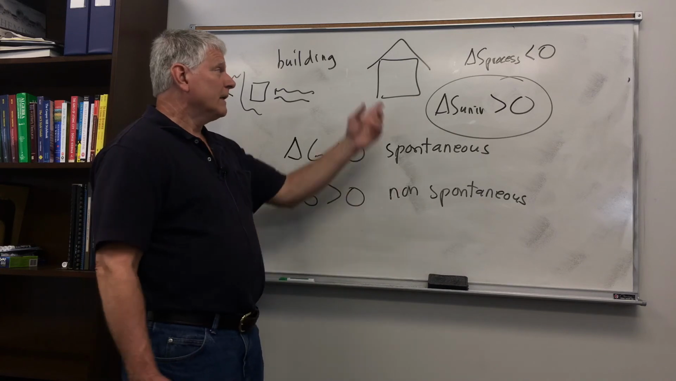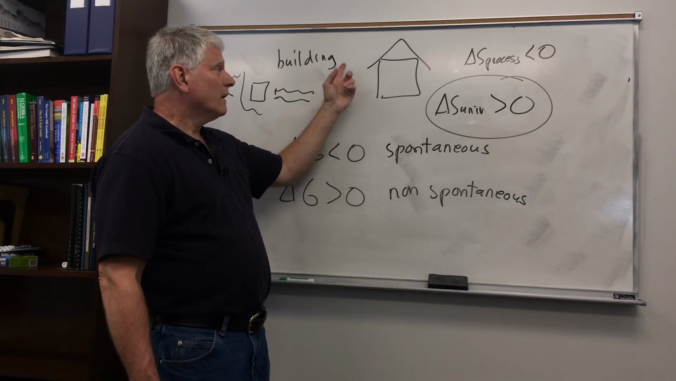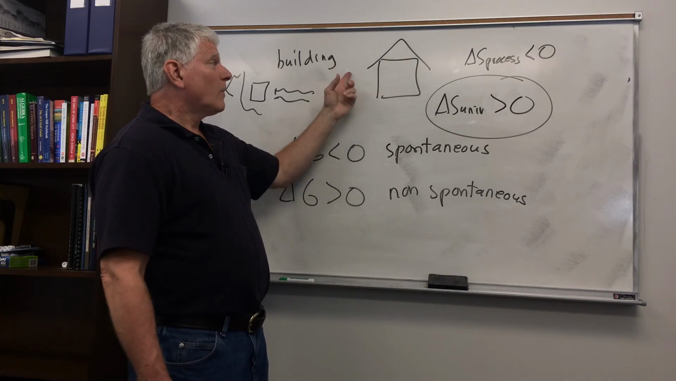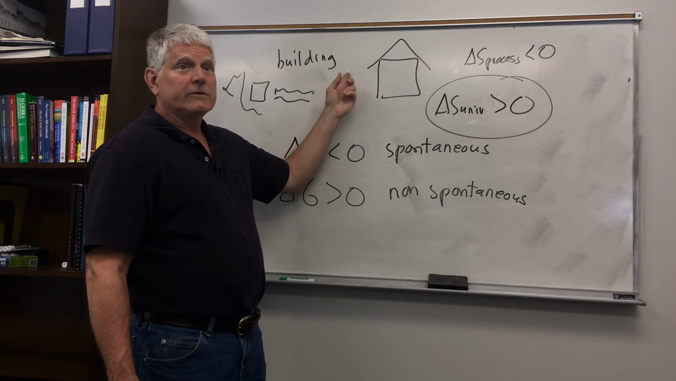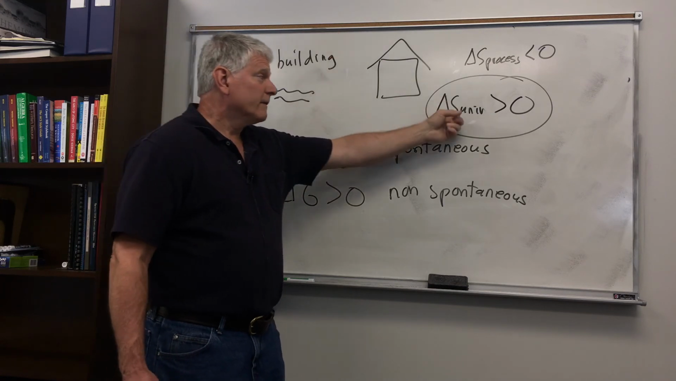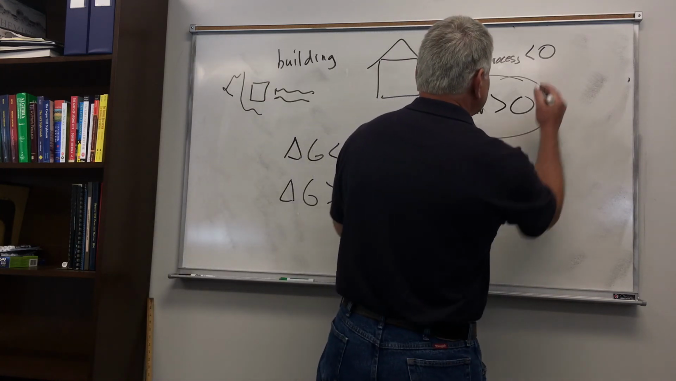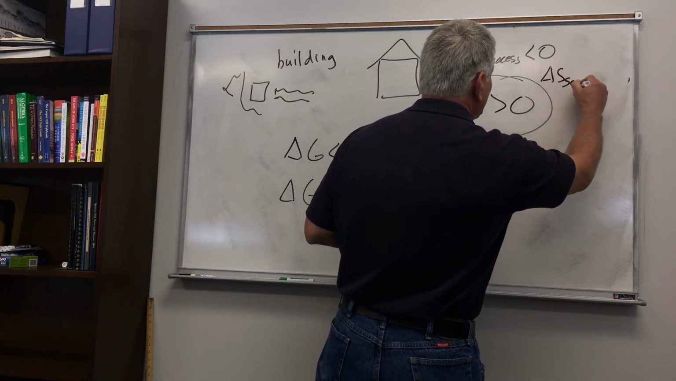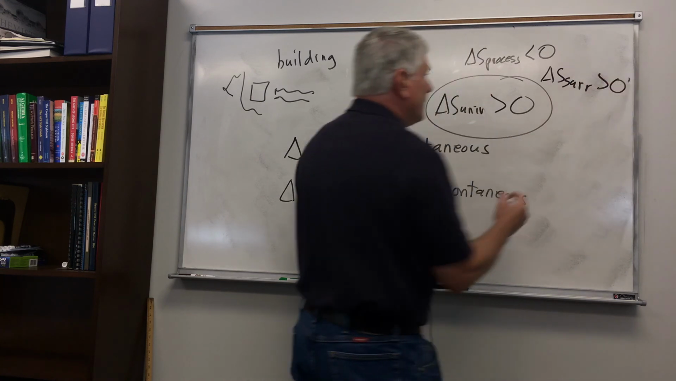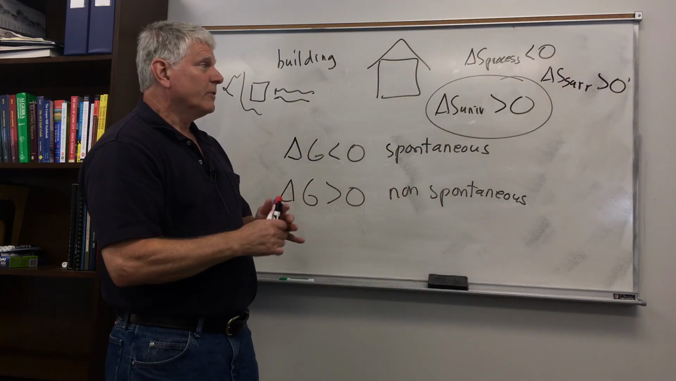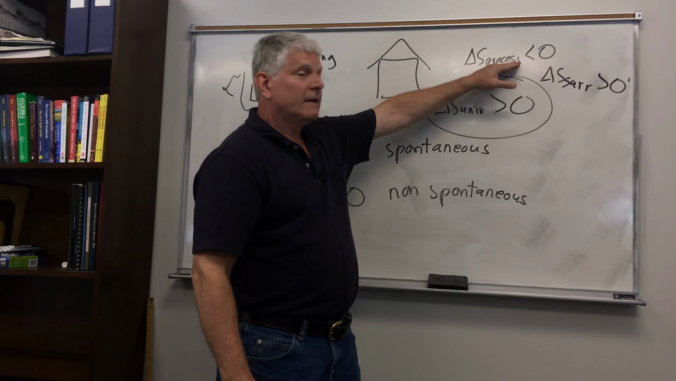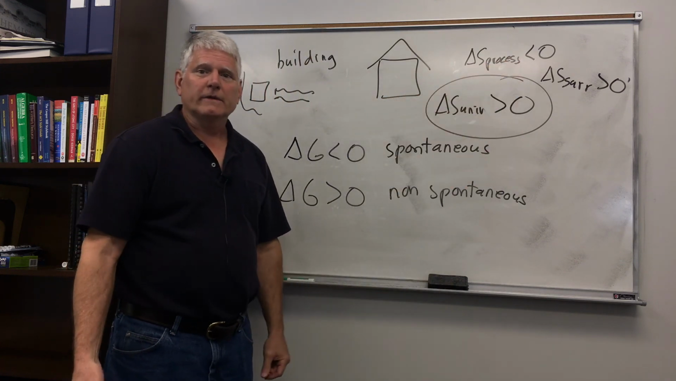So we can cause a local process that's not spontaneous to occur, but delta S of the universe has to be positive. We have to dump enough heat into the surroundings to cause the entropy of the surroundings to increase to offset the entropy of our process or system.